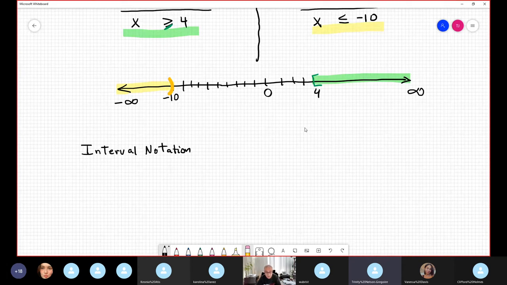Professor, how is the negative 10 a regular... Why is it not the bracket if it's less than or equal to? Sorry, I made a mistake. You are right. Okay. Thank you for warning me. It's a bracket, only the bracket, because it's an equal sign.